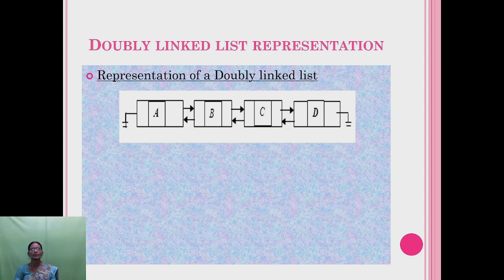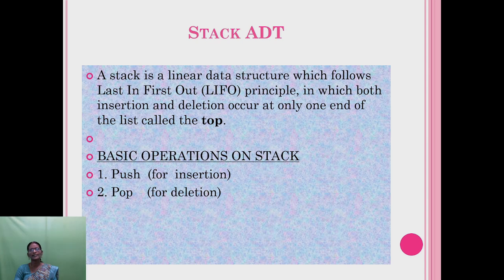This is the doubly linked list. Another thing is the stack. Normally ADT means abstract data type, because your coding may be more efficient, which means we have to use these abstract data types. So let's take the stack. ADT means a linear data structure.